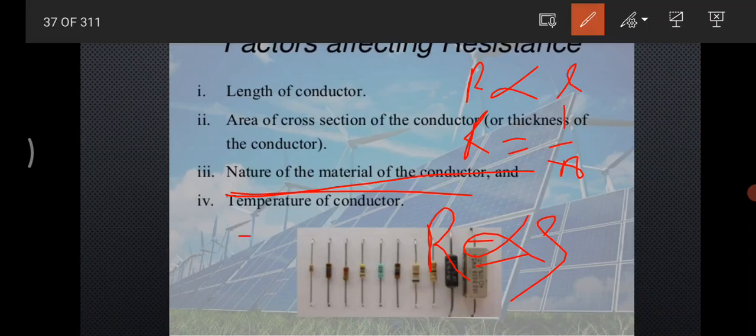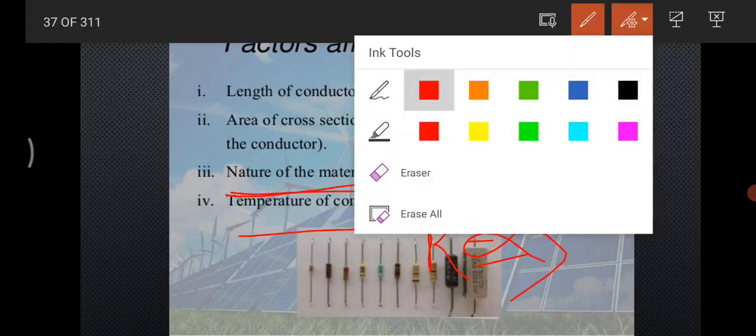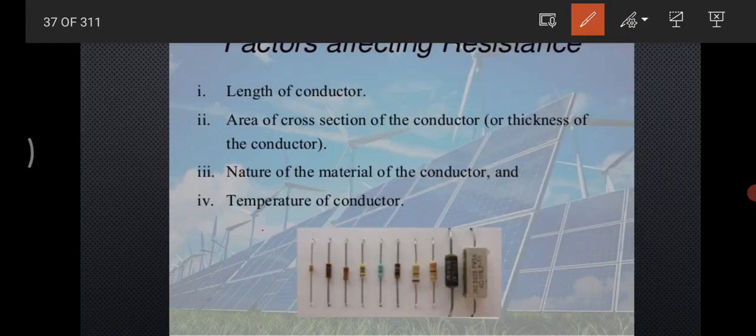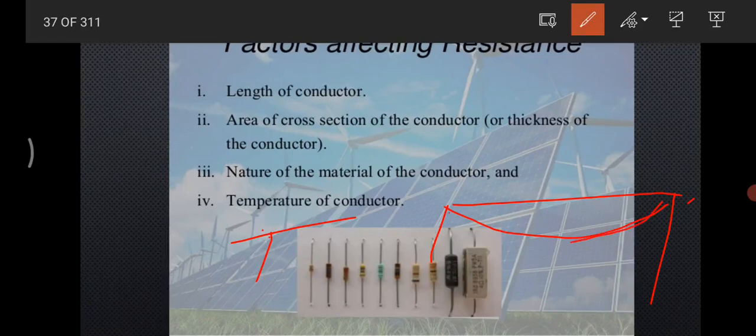The last thing is the temperature of the conductor. If the temperature increases, what will happen? You might have seen in the sunny summer season, as the temperature increases, the electrical wires on the poles start hanging down. Instead of being tight, they just hang down. Why? Because the length of that wire increases because of temperature. There will be a thermal expansion, linear expansion in the conductors.